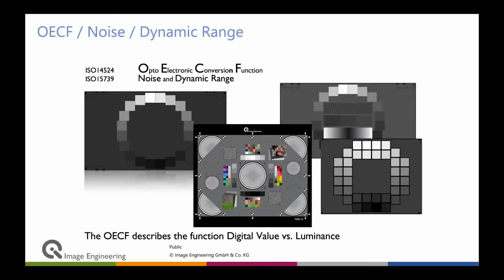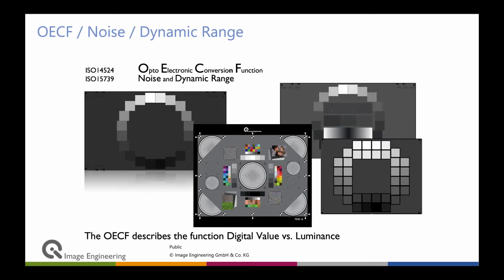Okay, so OECF. OECF stands for Optoelectronic Conversion Function, and there is an ISO standard, the 14524, that describes how to measure it. The nice thing is we can combine that measurement with ISO 15739. So actually we measure typically OECF, dynamic range, noise according to SNR, and visual noise. It's at the same time, so with the same target, same setup. That's of course very powerful and very useful.